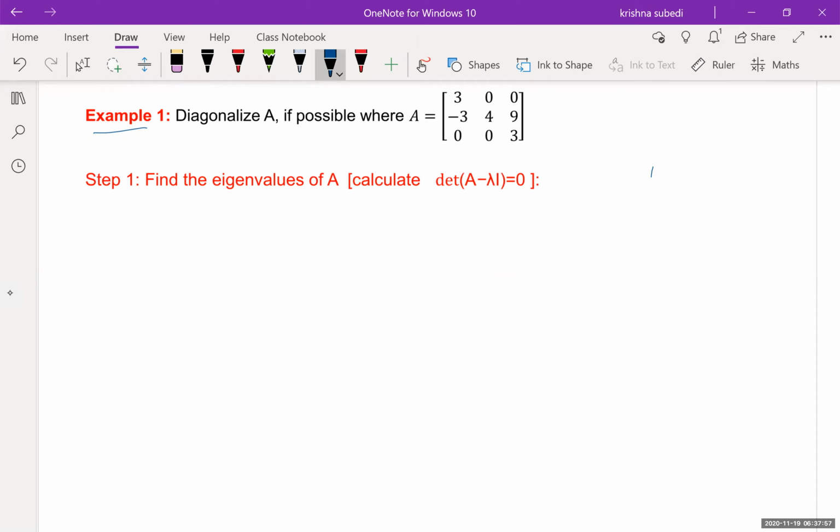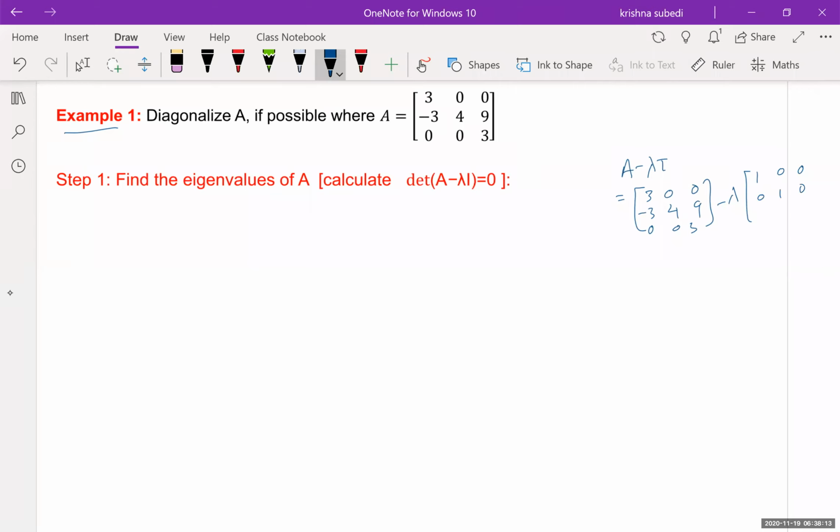So what is A minus lambda I first? Let me just calculate that. A minus lambda I, where A is 3, 0, 0, negative 3, 4, 9, 0, 0, 3, minus lambda times the identity matrix 1, 0, 0, 0, 1, 0, 0, 0, 1. If you work it out, you're going to get 3 minus lambda, 0, 0, negative 3, 4 minus lambda, 9, 0, 0, 3 minus lambda.